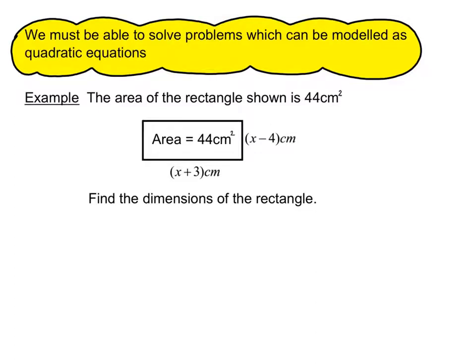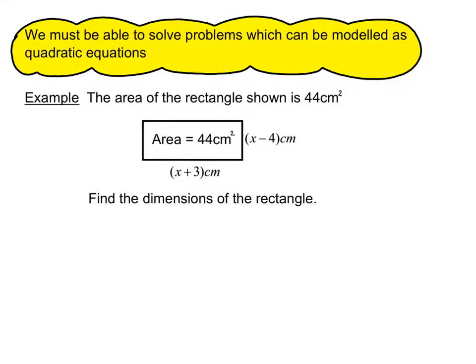We're now going to look at solving problems which can be modelled as quadratic equations. So problems such as this first example here, where we're given this rectangle and the dimensions are algebraic, so x plus 3 centimetres for the length here and x minus 4 centimetres for this breadth. It tells me in the question the area of the rectangle shown is 44 square centimetres.